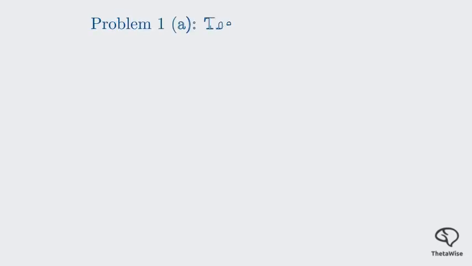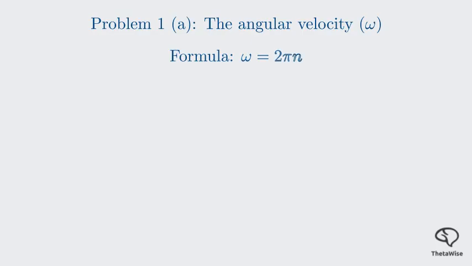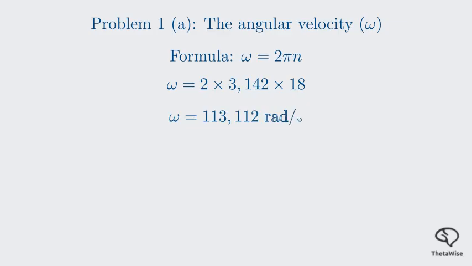Part A asks for the angular velocity, omega. We have the frequency n, so we can use the direct conversion formula. The formula is omega equals 2 pi times n. We'll substitute the given frequency, 18 revolutions per second, and the provided value for pi, 3.142. This gives us omega equals 2 times 3.142 times 18. Calculating this, we find the angular velocity to be 113.112 radians per second. The memo confirms this answer, which is 113.112 radians per second.